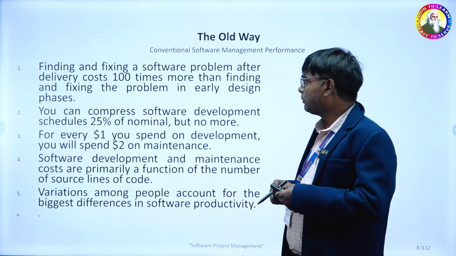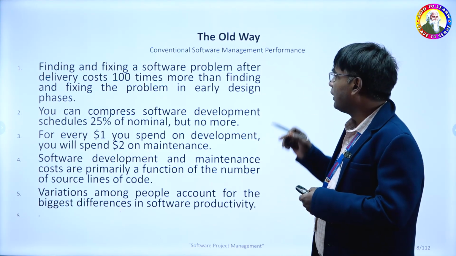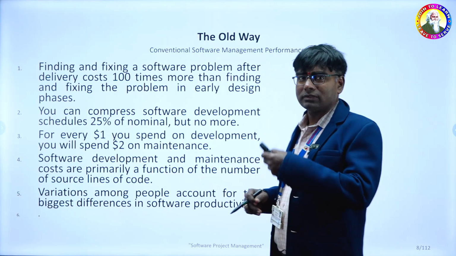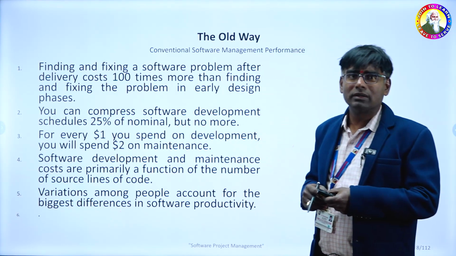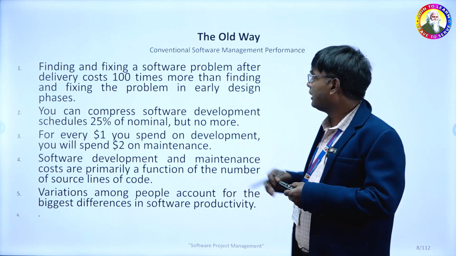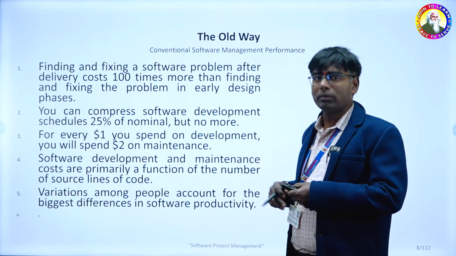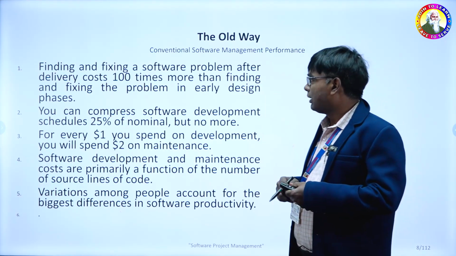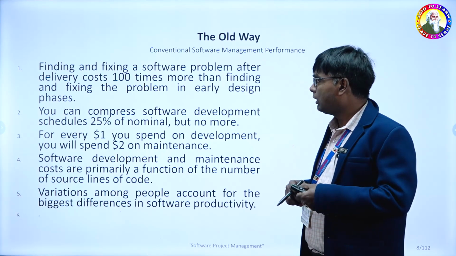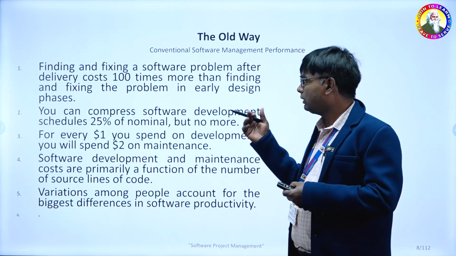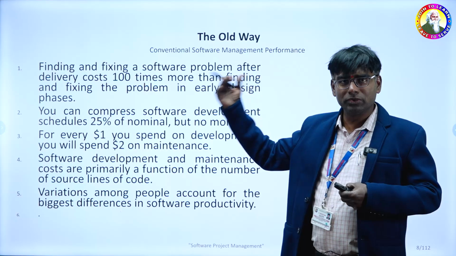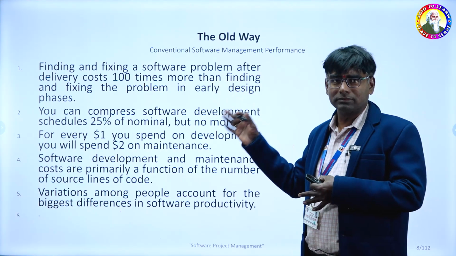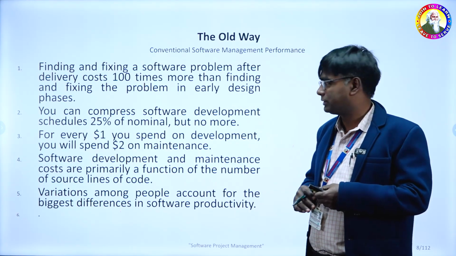Finding and fixing a software problem after delivery costs 100 times more than finding and fixing the problem in early design phases. After delivery, finding and fixing is not advisable regarding error correction or any software problem identification. That should be done at the initial phase itself. You can compress the software development schedule 25% of nominal but no more. So the entire process model will take some schedule or time, and the time can be compressed, but only up to 25% by using these conventional process models.